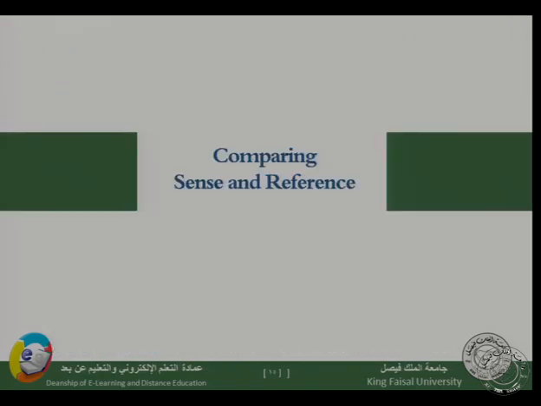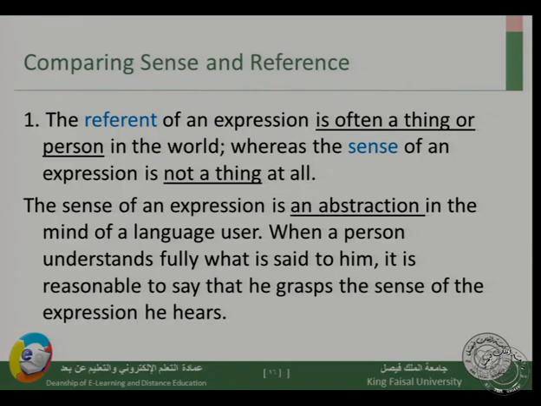Okay, now we're going to compare sense and reference. We defined sense previously. We said it is part of the language, it is within the language, and reference is the link between the language and the outside world. So let's compare the two and talk about some points that we get from our comparison. The first point: the referent of an expression is often a thing or person. Like we said, the pen, the book, it is a real thing. Riyadh, for example, the city itself, the place, is a thing or person that exists in the world.